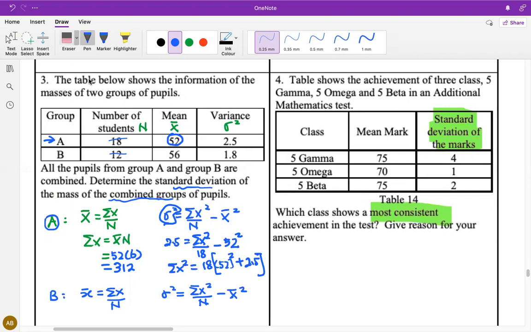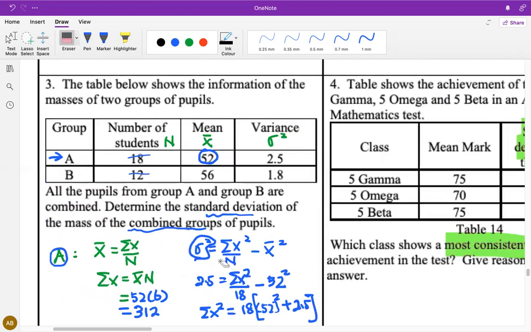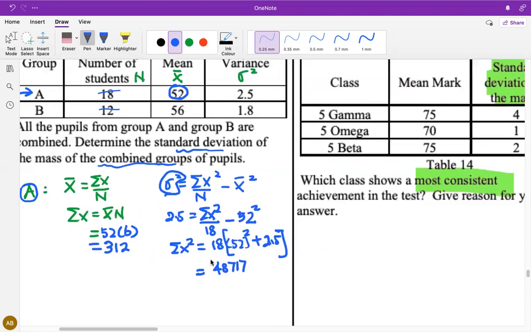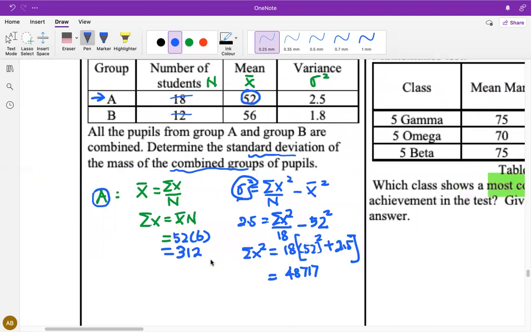So I'll write this off first. So you use your calculator. Okay, 18 times 52 squared plus 2.5. So it's 48717. Okay, so this is the sum of x squared. So I will put a symbol here for A. This is A. Okay, then we go to B.